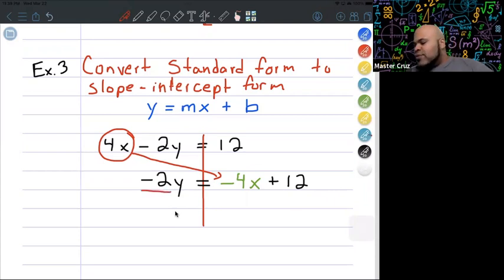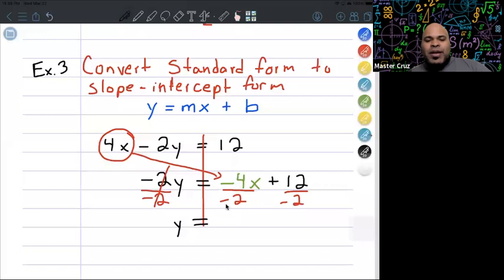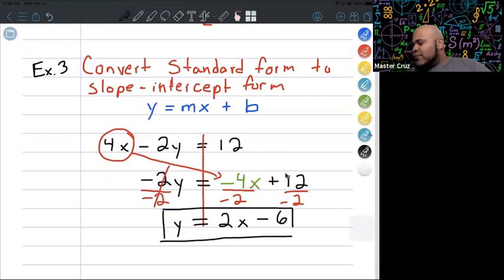So all I have to do is divide every single term by -2. What I do with one term, I have to do with all the terms, right? So the -2's here cancel, and you get that y equals -4 divided by -2. Negative divided by negative is a positive, and 4 divided by 2 is just 2x, and then 12 divided by -2 is -6. And that is your graph for this.